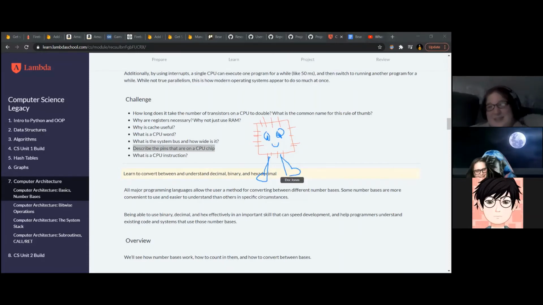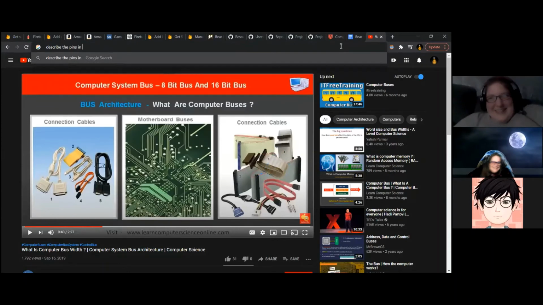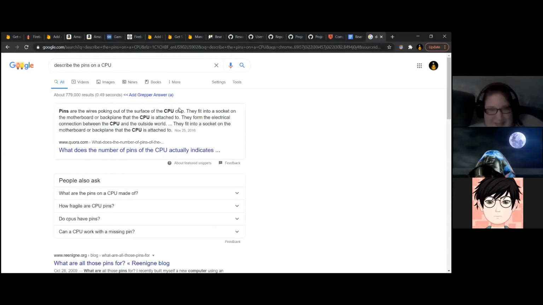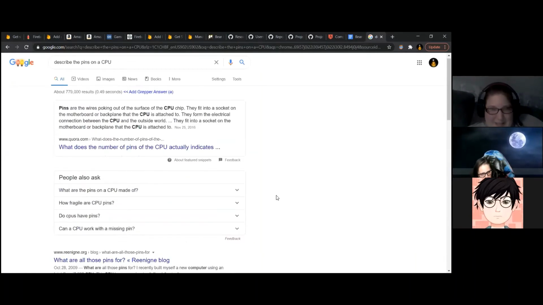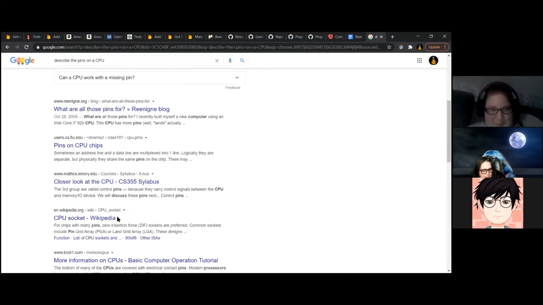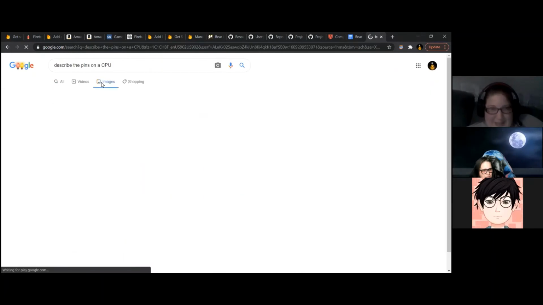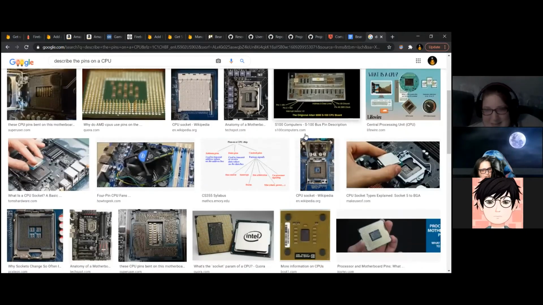It seems like it should be the thing. Describe the pins on a CPU. They're pointy and they're equal, right? They fit into a socket of the motherboard. They form an electrical connection, and they fit into the socket. Well, all I know is they got little holes on there, and then you got to solder them in, and then they connect to something on the motherboard. Look at images. It just said describe them. Well, I'm a visual person, so it's easier for me to describe something if I can see it.